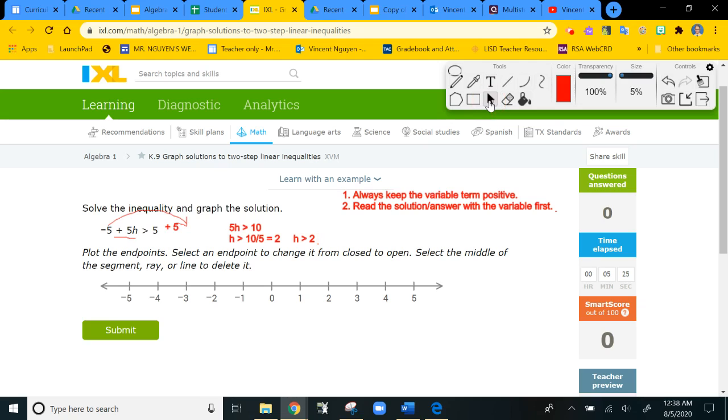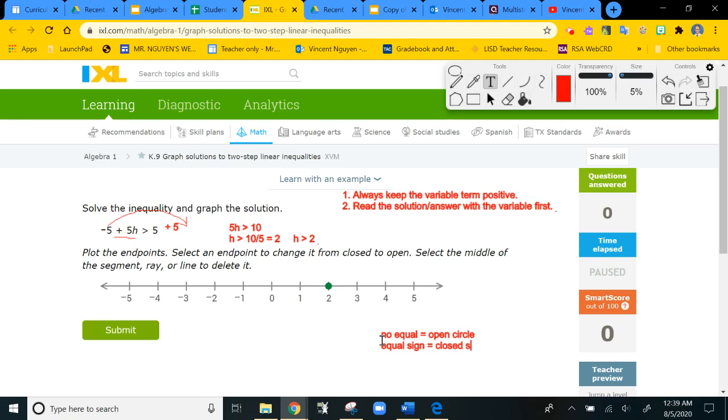So I'm going to go down here and I'm going to start at 2. If I click once, it's going to give me a solid dot. But you know that if the inequality does not have an equal sign, I'm going to type that in. No equal sign means open circle. If there is an equal sign, then that means closed circle. Okay? This is in your notes, by the way.